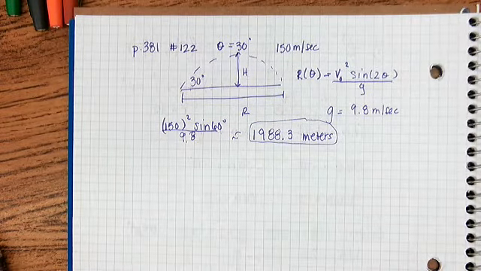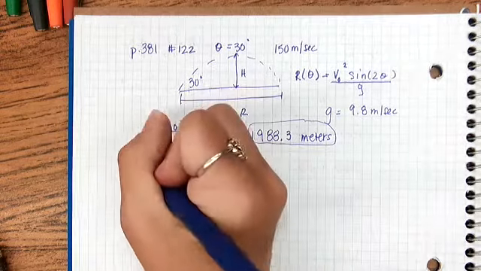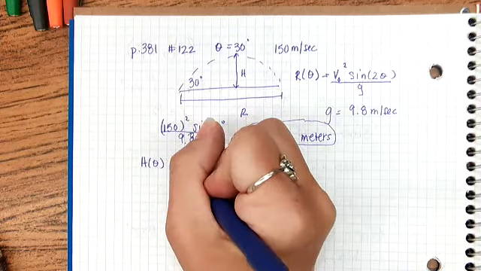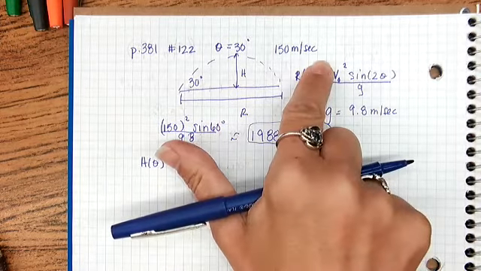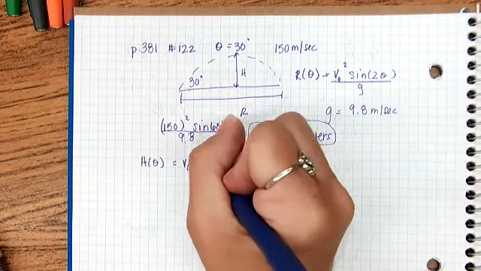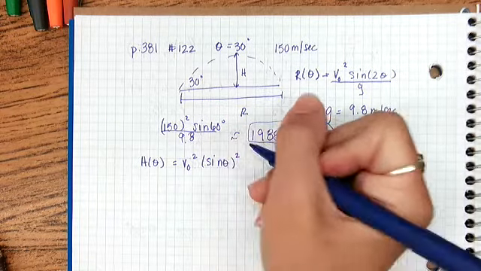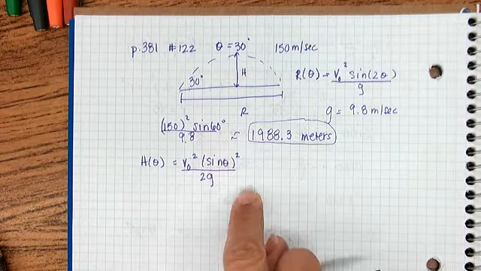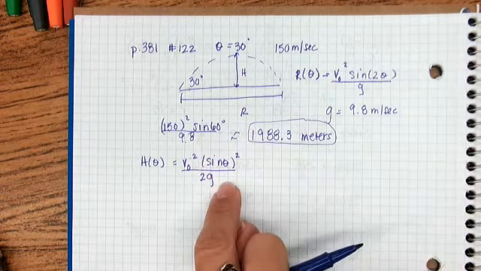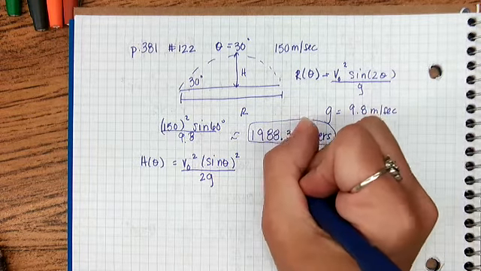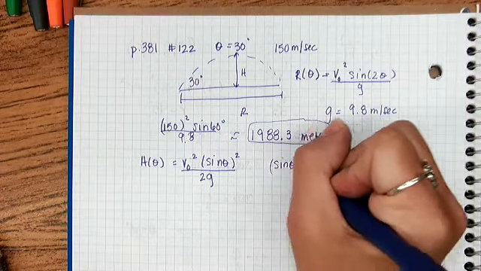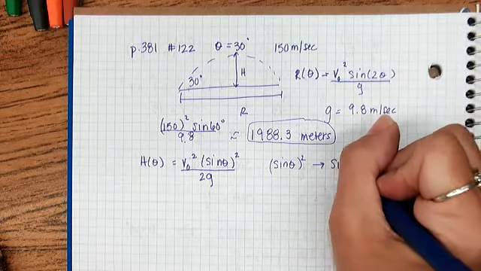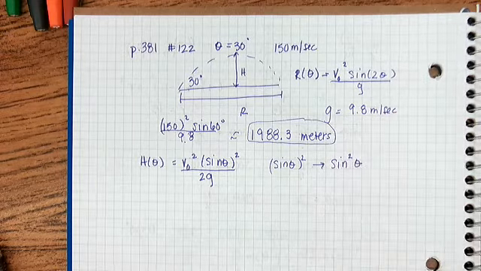They want to know the maximum height. So the h of theta is the initial velocity, which was given to us as 150 meters per second, times the sine of theta squared, all over 2g. Okay, let me make a side note here. Rarely are you going to see it written as sine of theta squared. I'm not actually sure why they wrote it that way, frankly. This is sine squared theta.